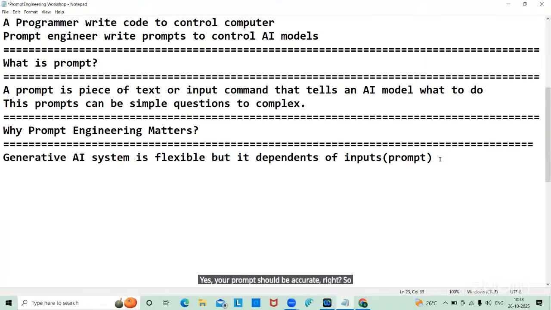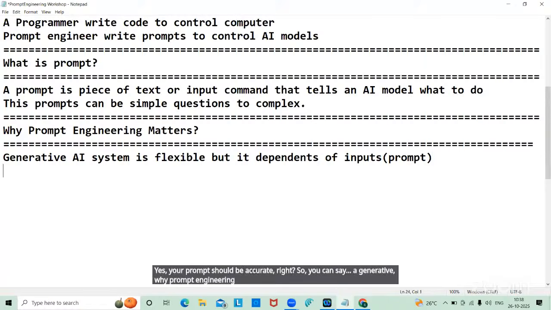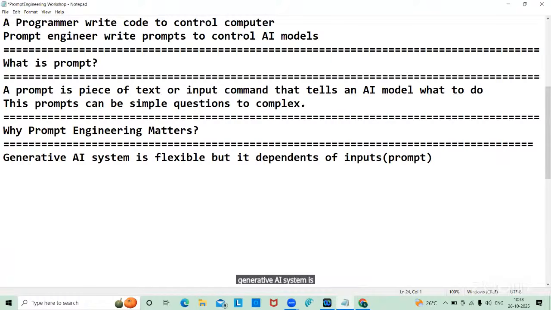So you can say why prompt engineering matters here is that generative AI systems are flexible, but it depends on the input, and that input is nothing but the prompt. Whatever input you give is understood by the generative AI system.